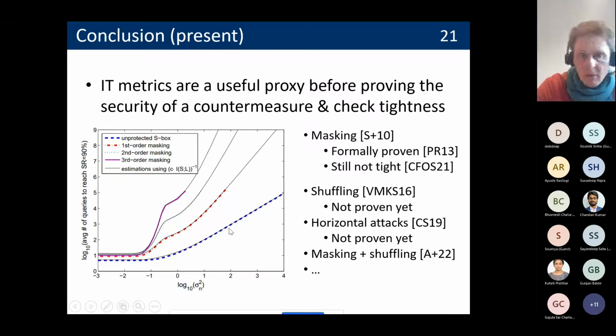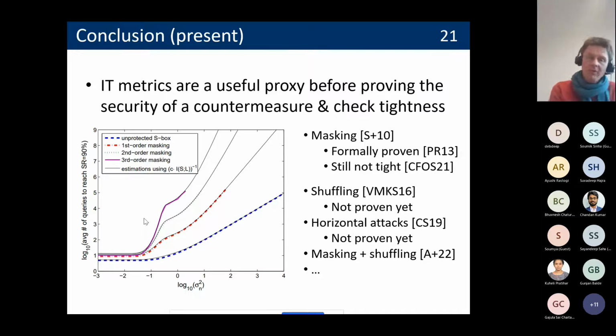The blue curve is an unprotected implementation. In red, you have first order masking, so 2 shares. In green, 3 shares, and in pink, 4 shares. And what do we see? We see both that if you don't have noise, on the left of the curve, there's no security. And second, that when you amplify noise, the security amplification is indeed exponential. And there's a tight link between the number of shares and the slope of these information theoretic curves.